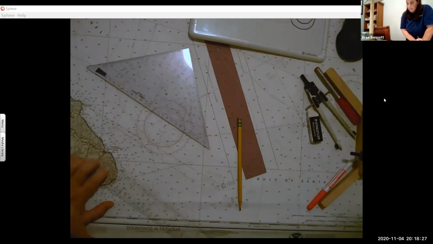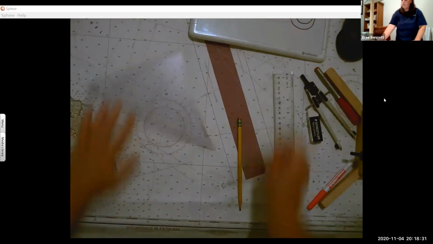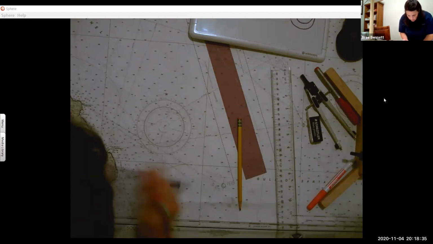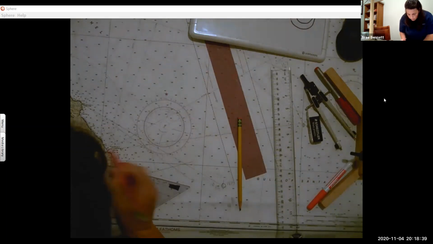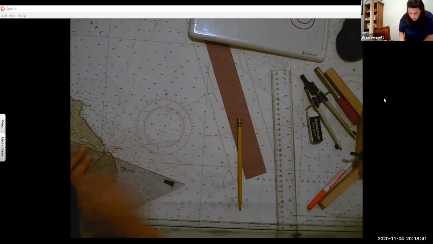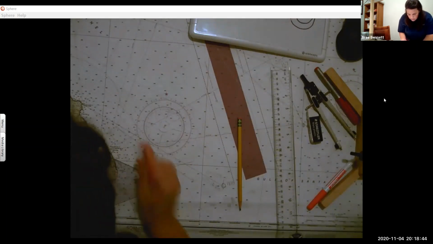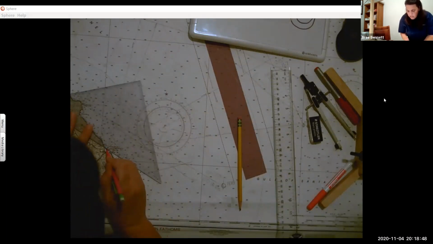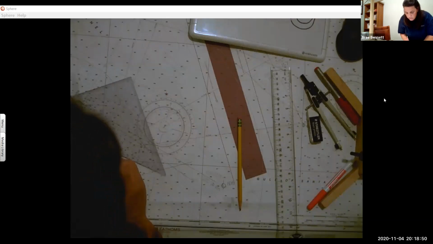And then my next bearing was 282 on light number 2. So that's the north light or westerly light. So here we're looking for 282.